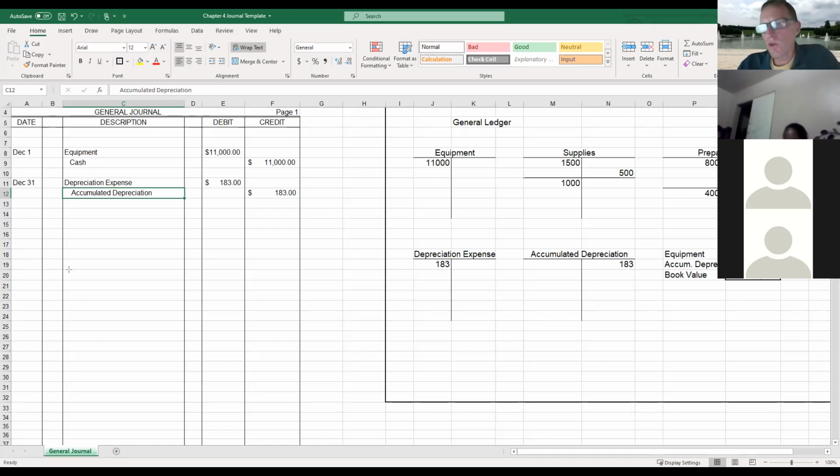The only time we're going to credit an expense account, at least in this class, is in Chapter 6 when we do what they call the closing. So for right now, anytime we incur an expense, it's always going to be debited.